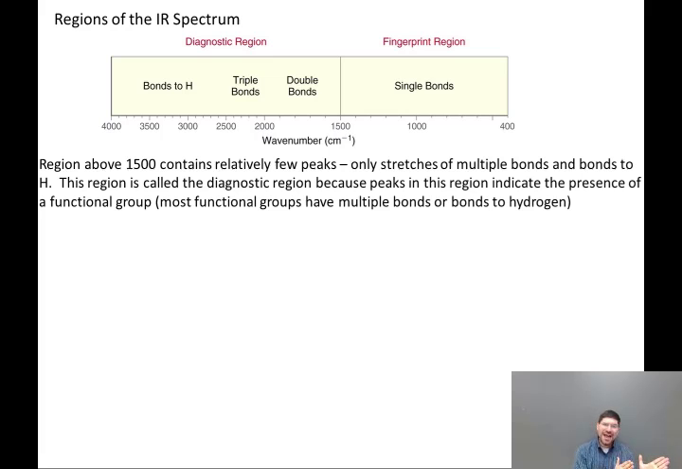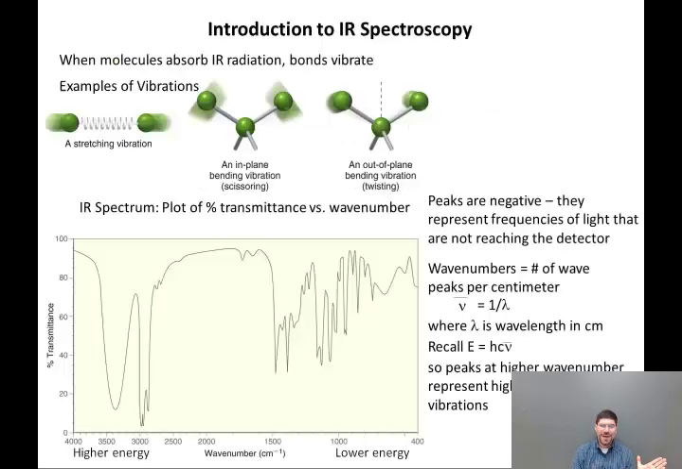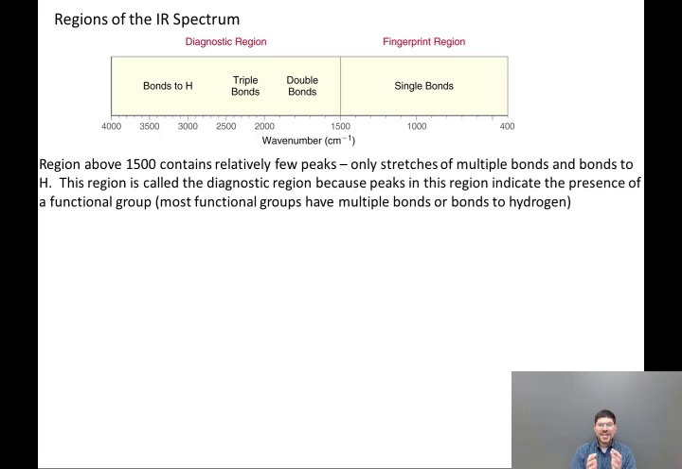The region to the left of 1,500, if you look at the spectrum, let's just go back and look at the spectrum, actually contains relatively few peaks. The region to the right of 1,500 contains a lot of peaks. Okay, so all you find to the left of 1,500 in the higher energy region are stretches of multiple bonds and bonds to hydrogen. Specifically, 3,000 to 3,600 or so is where bonds to hydrogen stretch: carbon-hydrogen, oxygen-hydrogen, nitrogen-hydrogen bonds.